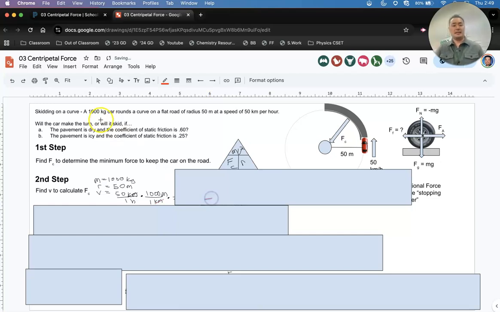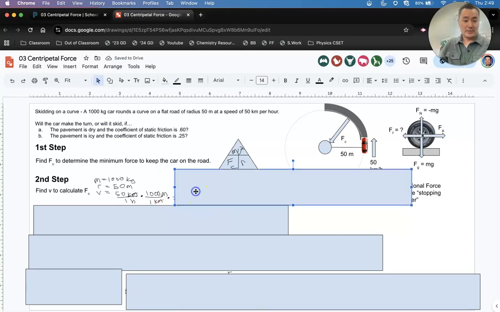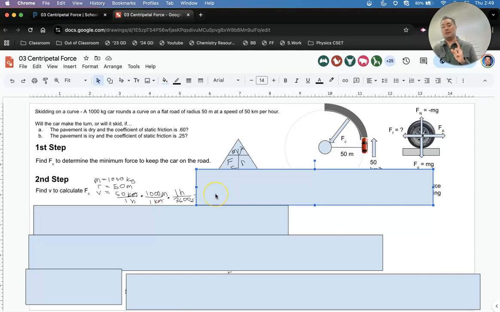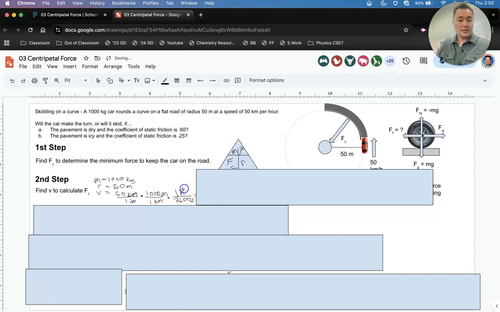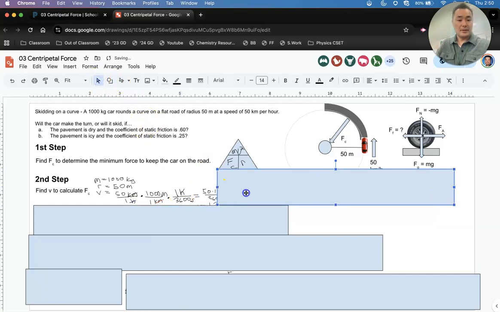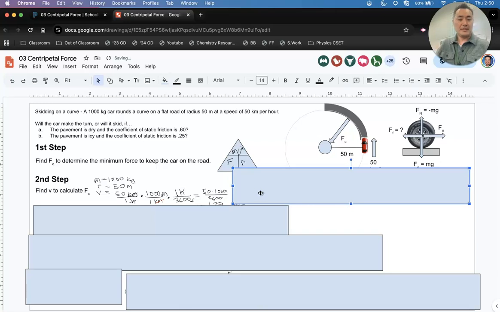But we also want to cancel out the hours and get it into seconds. So you multiply that by another conversion factor, known as a fraction, and make it 1 hour over 3,600 seconds. Cancel out your hours. And what's left over is 50 times 1,000 divided by 3,600.